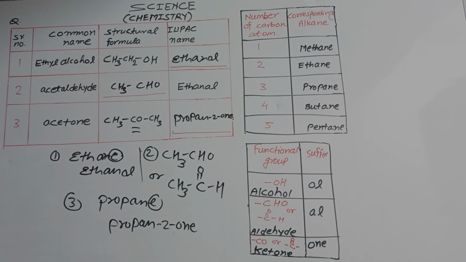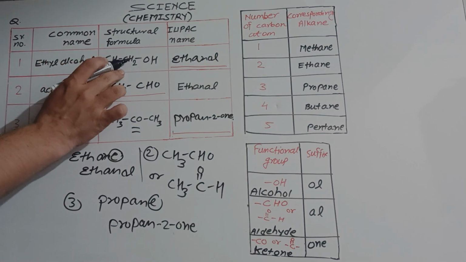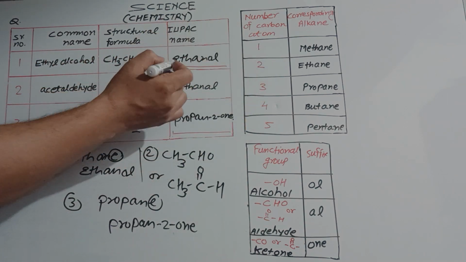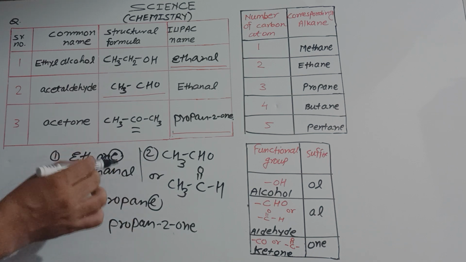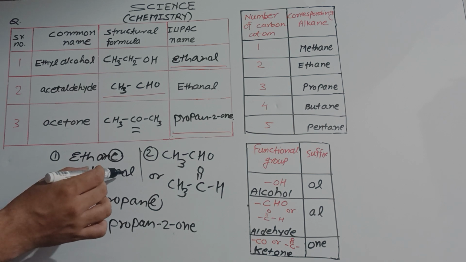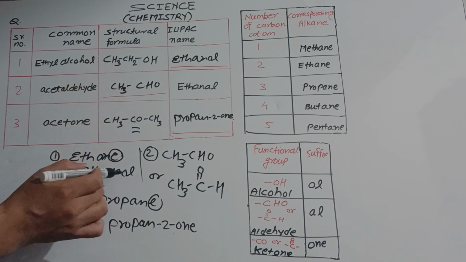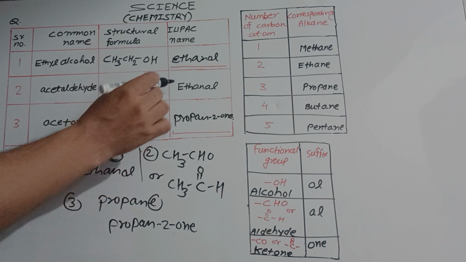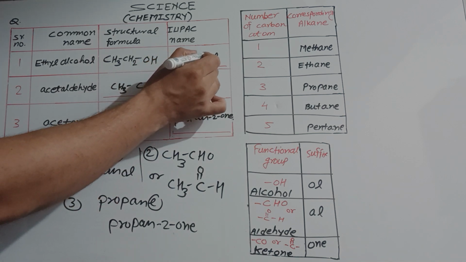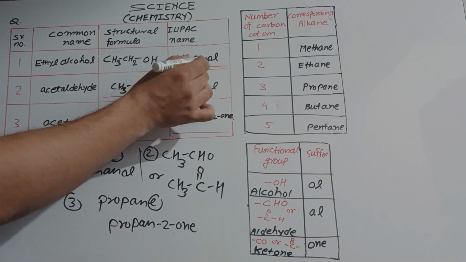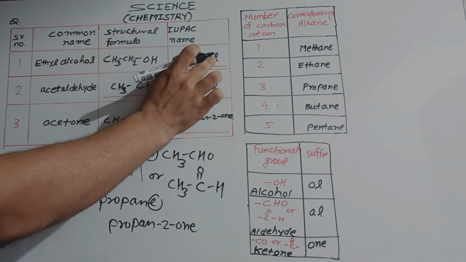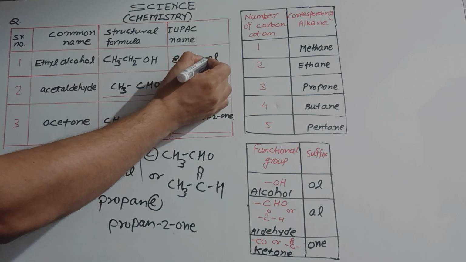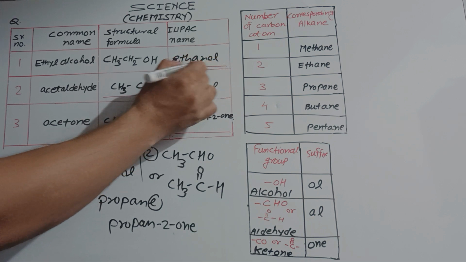I hope this is very much clear. Now let us revise once again. In the first one you can see there are 2 carbon atoms, so the corresponding alkane will be ethane. Replace E by the corresponding suffix for alcohol, because here the functional group is alcohol. So the IUPAC name will become ethanol: ethan, and this is OL. If there is confusion, this is ethanol.